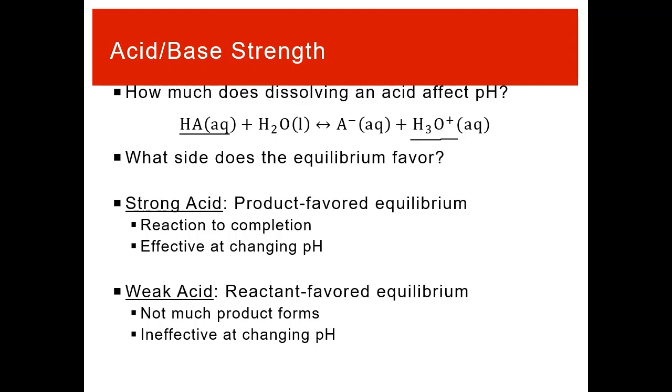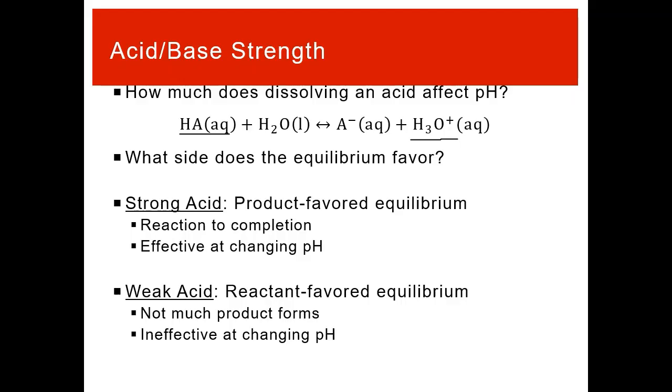Weak acids are not effective. You could dissolve the weak acid into water. It can react with water to produce hydroniums, but for the most part, it's a reactant favored process. You mostly just have reactants. You don't produce a lot of hydroniums, so weak acids are ineffective at changing the pH. So we're going to use this designation, strong versus weak.